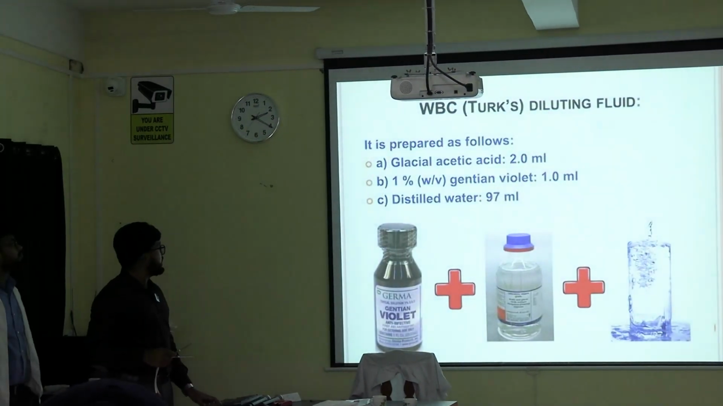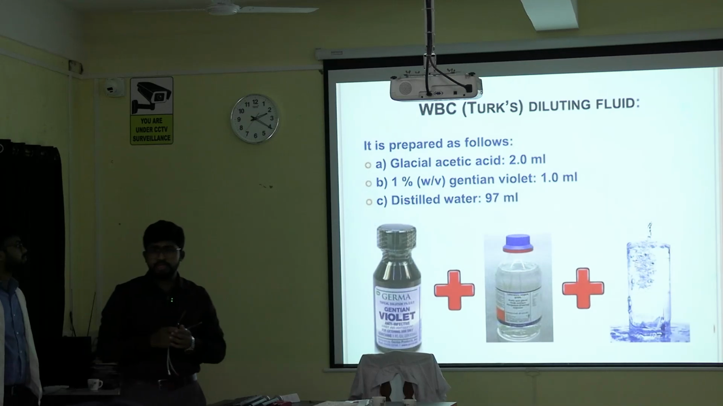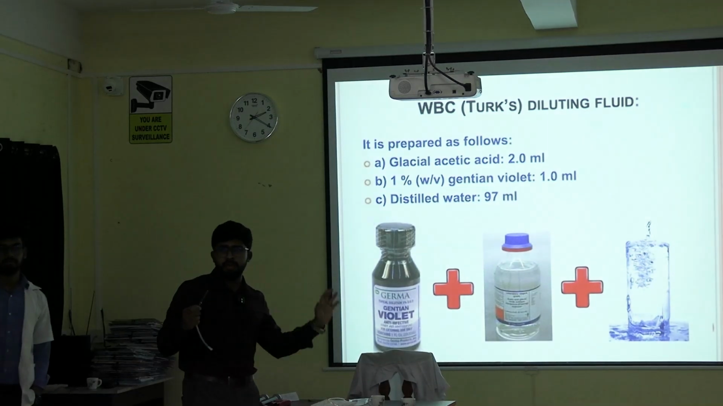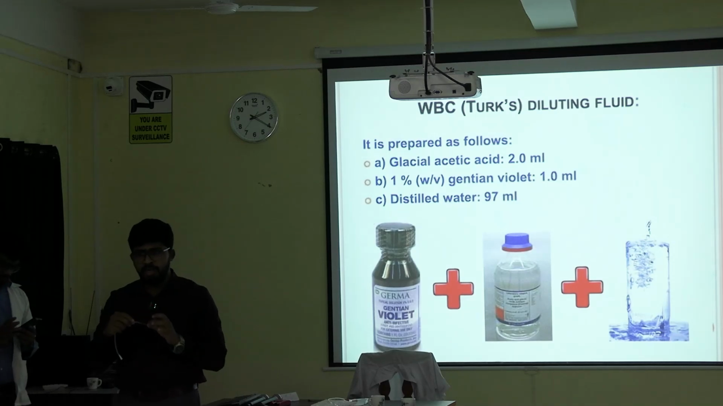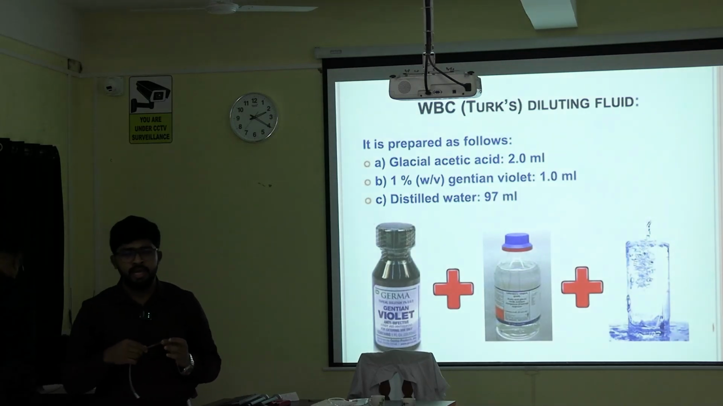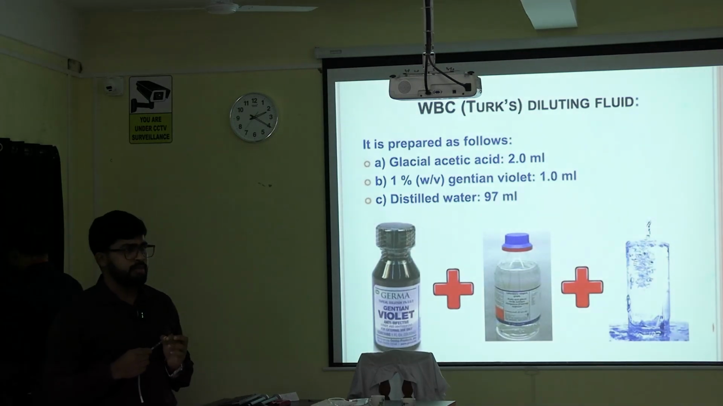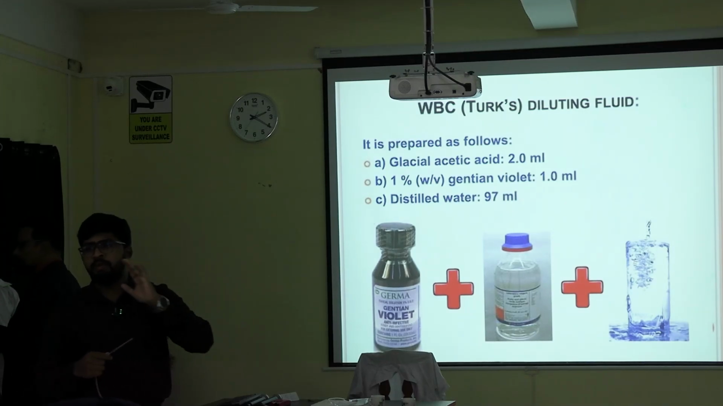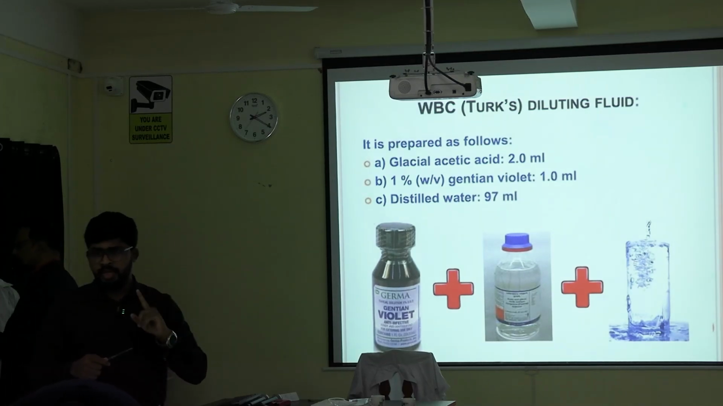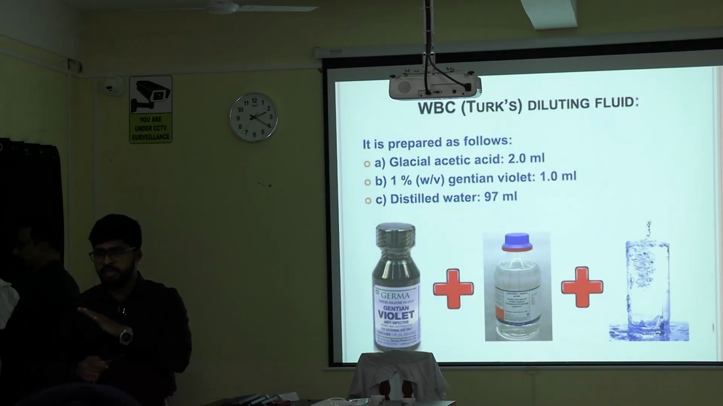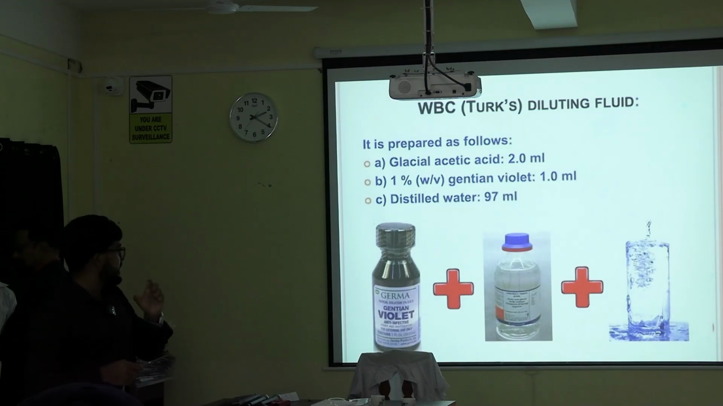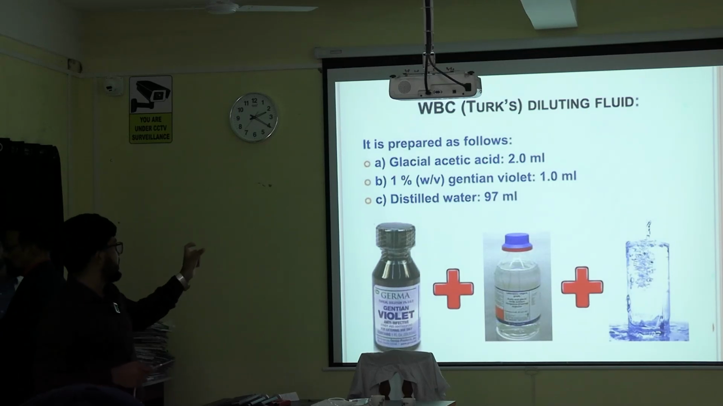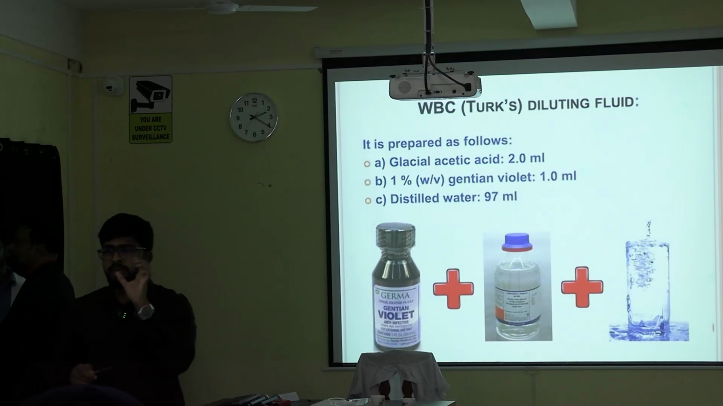Now in the next slide you will see that we take blood the same way. As in RBC count, we take blood till the 0.5 mark, then we take WBC diluting fluid till 11. Now what does this WBC diluting fluid comprise of? There is glacial acetic acid, the concentrated acetic acid. Then there is 1% gentian violet. Then there is distilled water 97 ml.